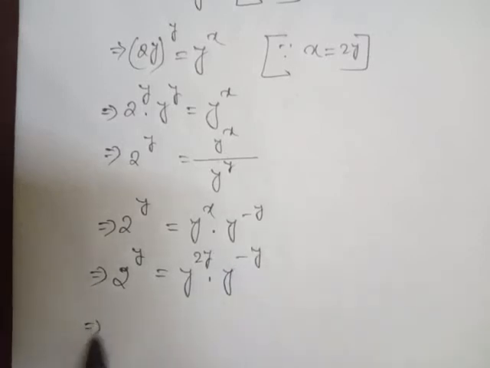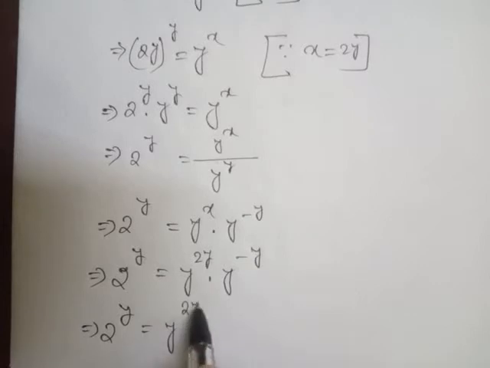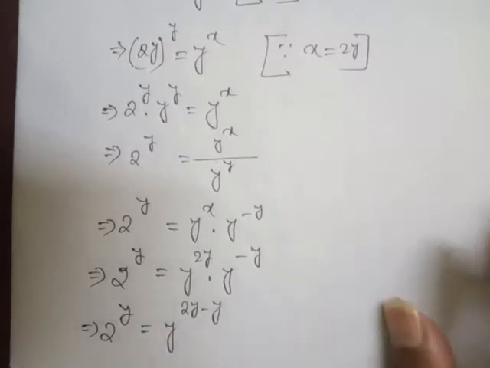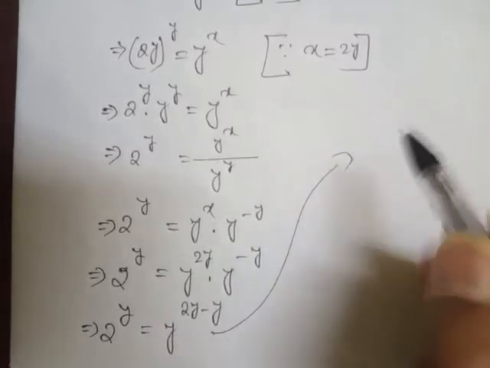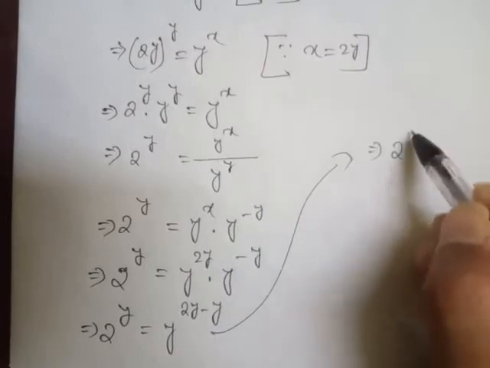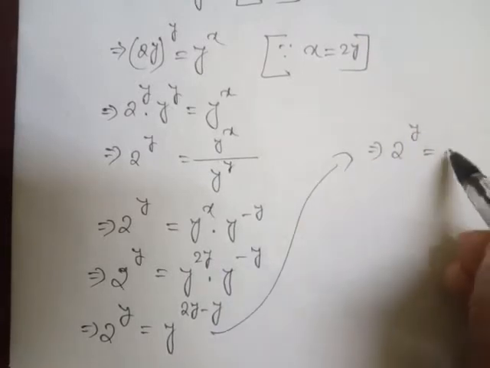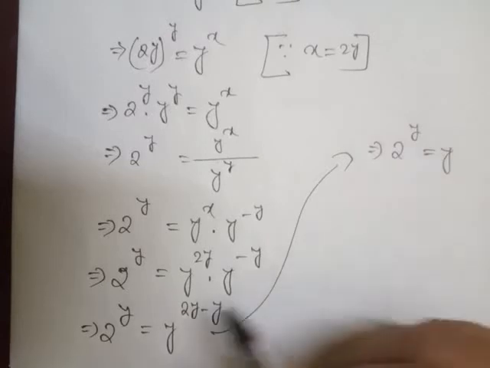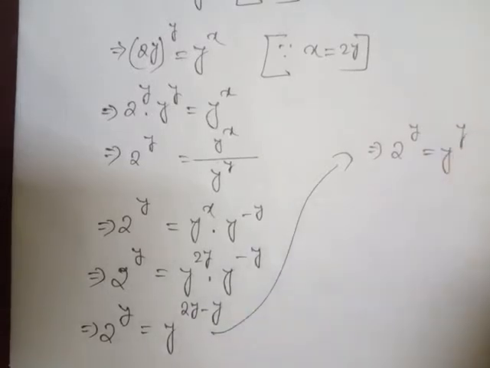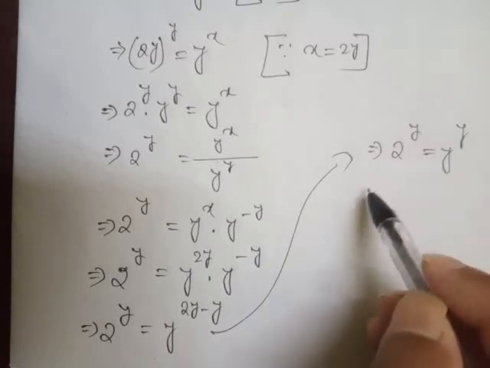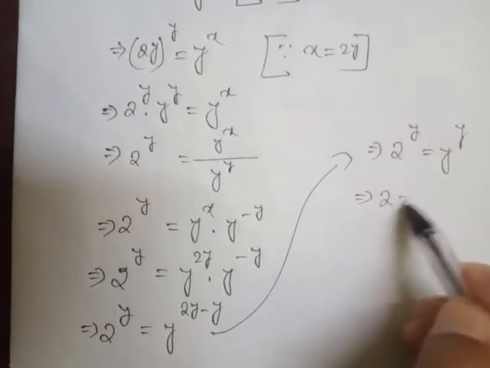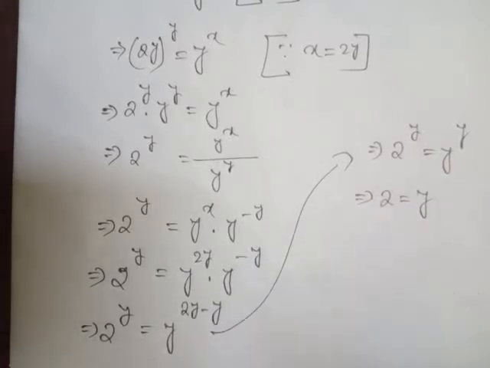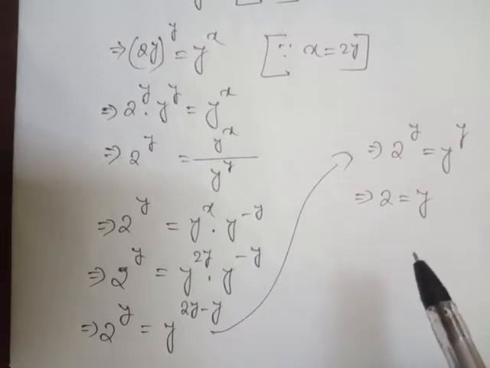Now 2 to the power y equals, base same, powers should be added, so y to the power twice y minus y. Now after that I am writing here, look, 2 to the power y equals y to the power 2y minus y, which is y to the power y. Now look, after that, y and y cancel from both the sides, so 2 equals y. This is the answer of question number 9 Roman 6.